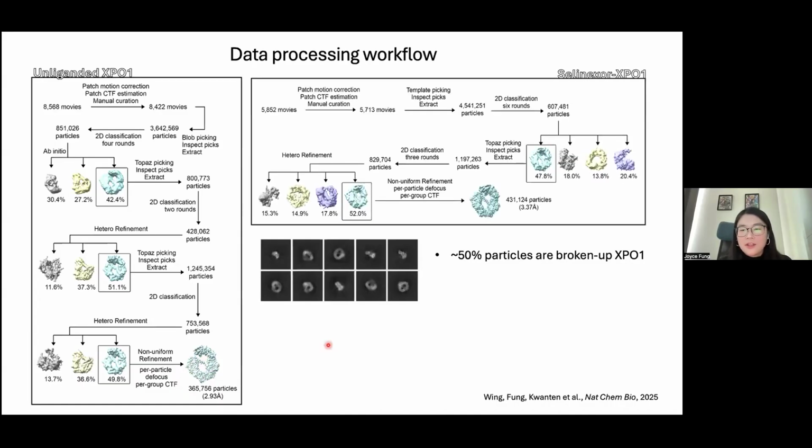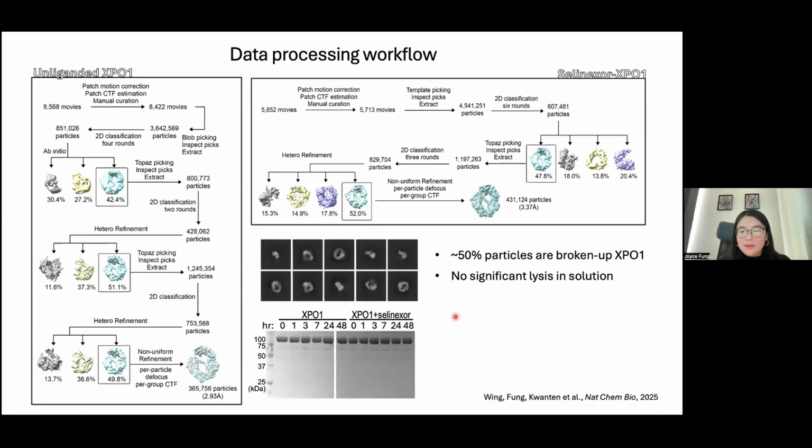And the same thing happened with the selinexor data set, where again, if you look at the ab initio classes, only about 50% of them are intact. 1 round of Topaz picking, I think, got me more particles, but still. And this was at a 3.4 angstrom map. So when I saw this, I was like, what is happening?